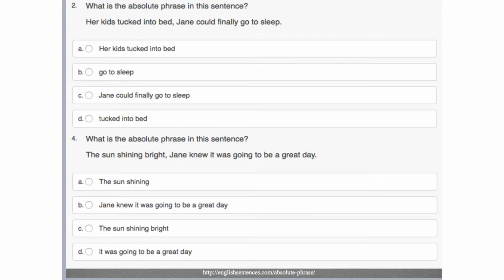So just a little quiz. What is the absolute phrase in this sentence? Her kids tucked into bed, Jane could finally go to sleep. What you should do, of course, is determine the main clause. What's our main idea with that main verb? And then what is the clause that's giving a context or a little extra information?